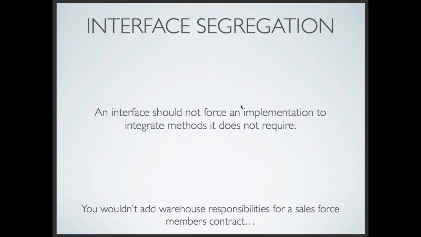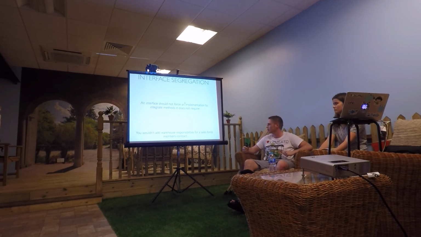Interface segregation. An interface should not force an implementation to implement methods it doesn't require. So you wouldn't add warehouse responsibilities, sorry, in a Salesforce member's contract. So imagine you did do that, and your boss has a copy of his contract. He doesn't know anything about the person, but he goes and asks him to dispatch an order. He doesn't know where the warehouse is. He doesn't know how to dispatch an order, and he's not going to be able to do that. So it's going to either break down your company, or the boss is going to more likely fire the member, and then sort of have a go at you for hiring him.